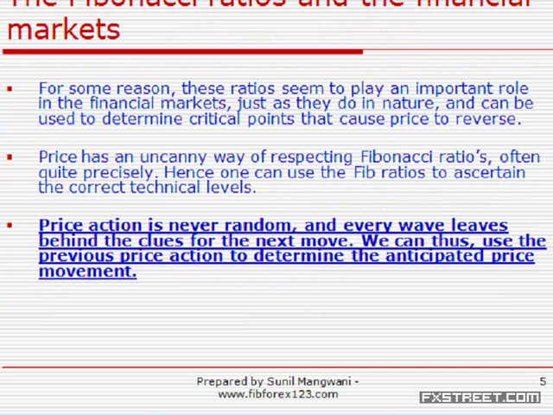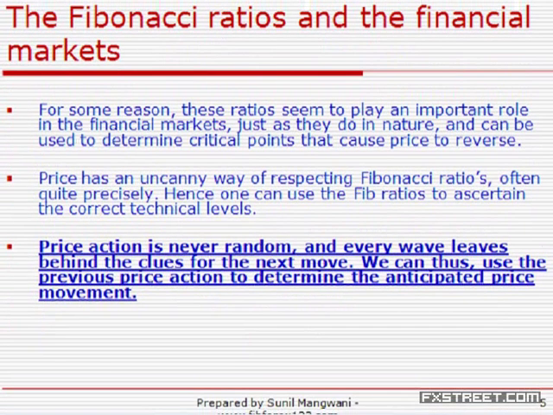Now, the ratios really play an important role in the financial market, just as they do in nature, as we said. Price has an uncanny way of respecting Fibonacci ratios, often very precisely. So we can take advantage of this fact. The one thing I have always believed in, and I can prove it to you, is that price action is never random. There is what we call a method behind the madness. Every wave leaves behind clues for the next move. You can use previous action to determine the anticipated or expected price movement, which in a sense is what we are doing with the Fibonacci ratios.